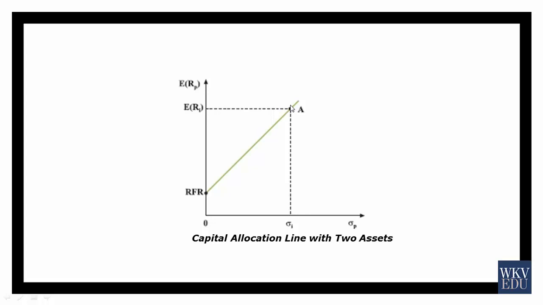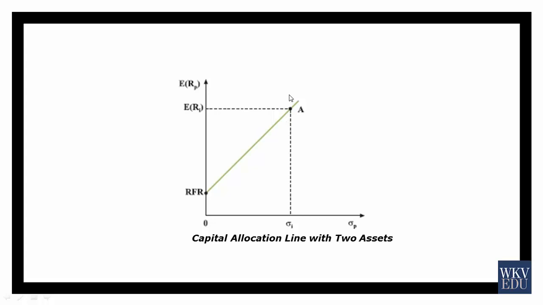The return-risk combination beyond point A can be obtained by borrowing at the risk-free rate and investing in the risky asset. The next question is which of these numerous portfolios along the capital allocation line will actually be chosen by the investor. The answer lies in combining the indifference curves with the capital allocation line. The indifference curve represents the investor's utility function, while the CAL represents the risk-return combinations of the set of portfolios that the investor can invest in.